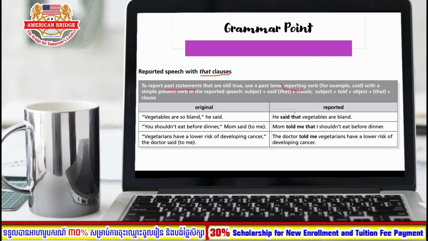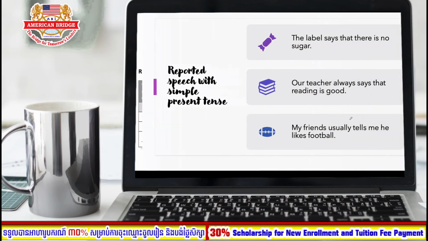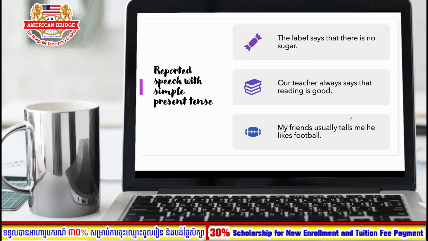which is said or told, these are written in the past form, right? Said and told. However, when we report facts, when we report things that are always true, we use the present simple. But the reporting verb must be in the past tense. However, for another structure, we use a present tense to report that information.